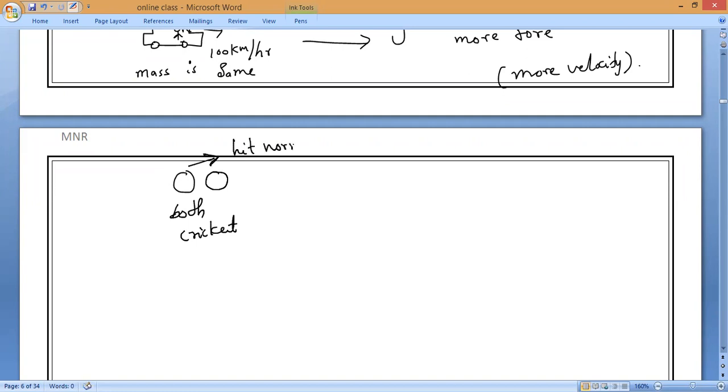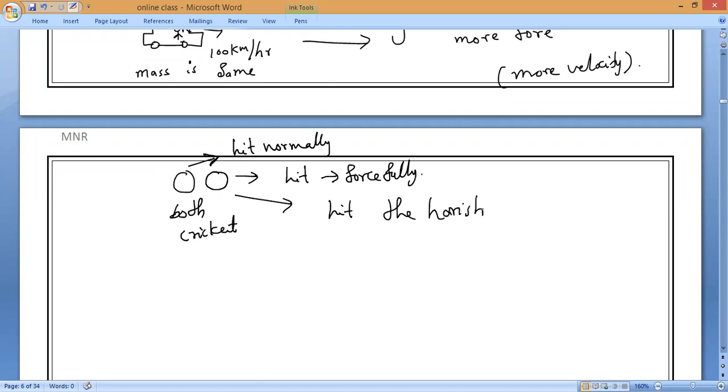He will hit normally. And another ball will be hit by the batsman very forcefully. Now suppose both will come and hit Harish. Now you tell me, which ball will hit Harish more? First ball or second ball? Which ball will you get more pain, Harish?